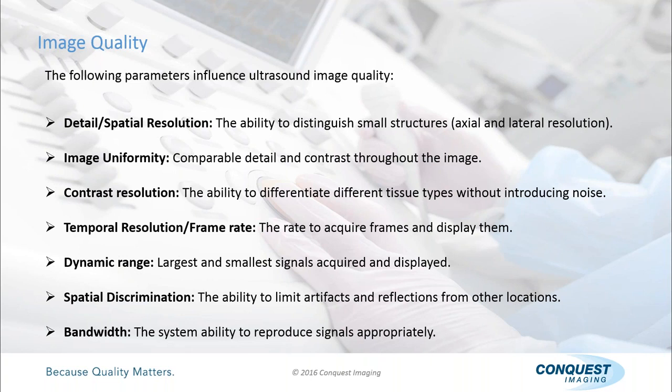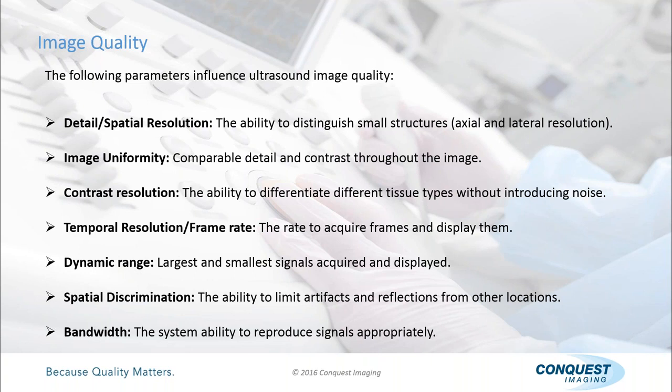Then we have spatial discrimination, the ability to limit artifacts and reflections from other locations. We don't want to pick up artifacts from anywhere but the target location that we're firing for. And so the ability to eliminate anything else is known as spatial discrimination.